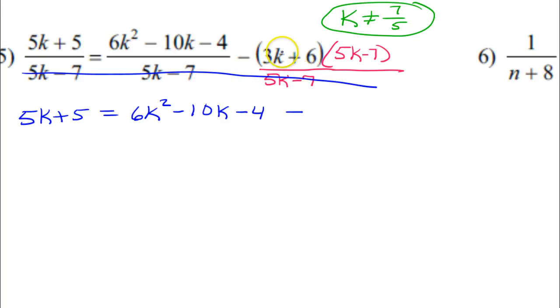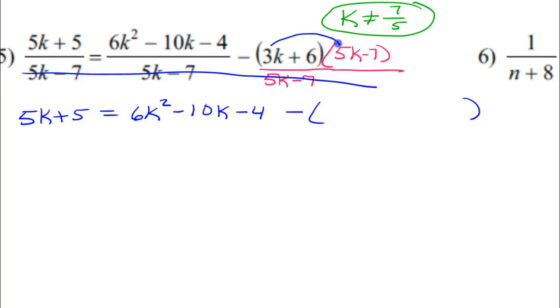So what I need to do is double distribute this. I need to multiply these two binomials. But whatever I get for the answer, I'm going to have to distribute this negative sign. So I'm going to multiply this out, but I'm going to keep it in parentheses so that I can be sure to distribute the negative sign later. Alright, so that's what I'm going to do.